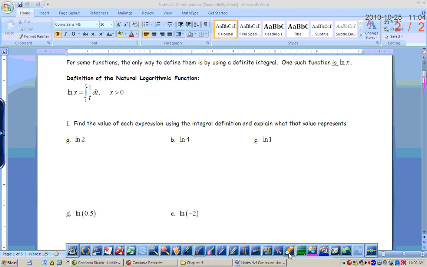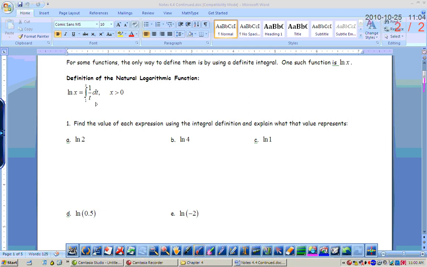Okay? We've been talking about the natural log of x since Algebra 2, but we've never really told you why those values are those values. And that's what we're going to talk about today. So the definition of the natural logarithmic function is the natural log of x equals the integral from 1 to x of 1 over t dt. All right, now first glance, and x has to be greater than 0. First glance, you may be going, what? But let's kind of break it down.